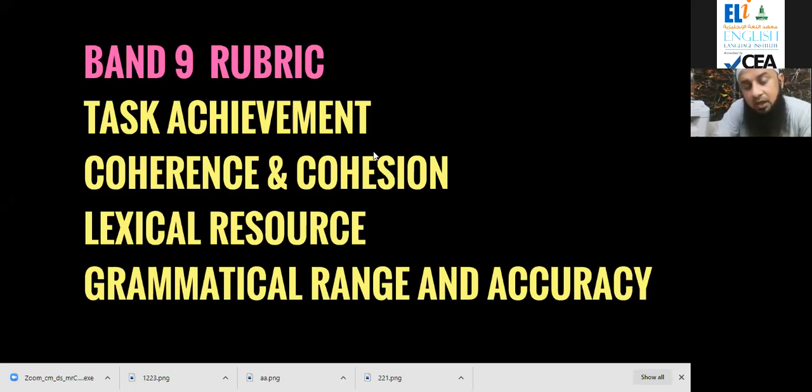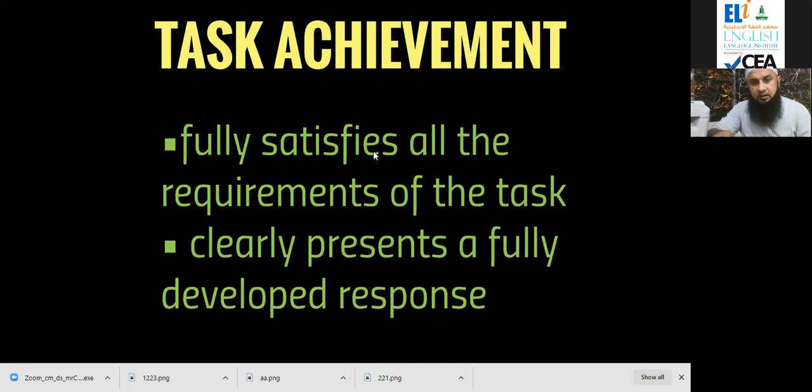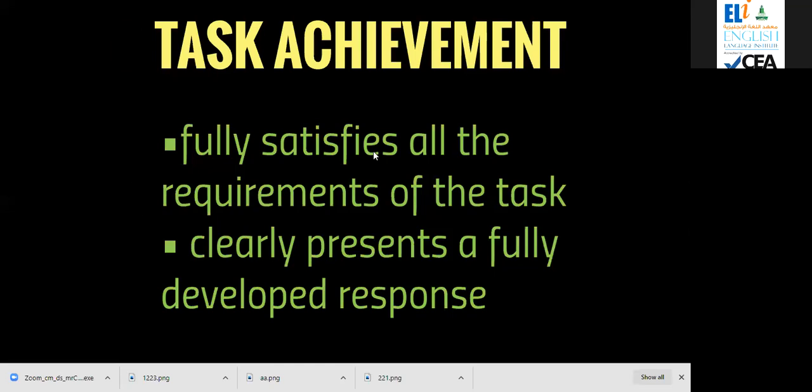These 4 things they're going to check in the writing that you produce: task achievement, coherence and cohesion, lexical resources, grammatical range and accuracy. If you see the task achievement, this is the band 9 rubric. What they want from you: fully satisfies all the requirements of the task, clearly presents a fully developed response. You get 9 in it if you clearly describe all the points, the major areas of that chart, you get 9 bands in that part only. And there are 3 more.